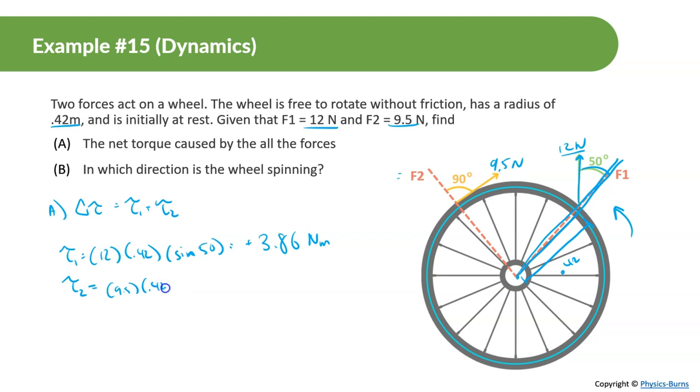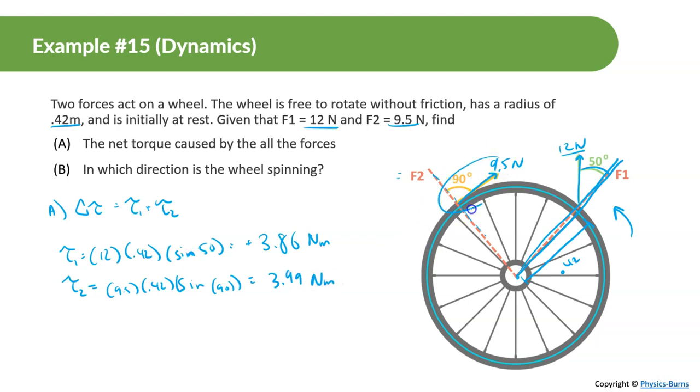Torque number 2 is equal to a force of 9.5 newtons. And it is again 0.42 meters away. And this angle is completely perpendicular to the axis of rotation. So that's going to be 90 degrees. So let's see what we get. 9.5 times 0.42 is equal to 3.99 newton-meters.